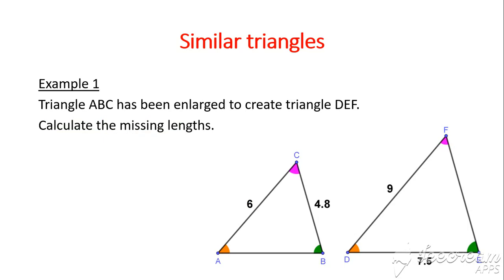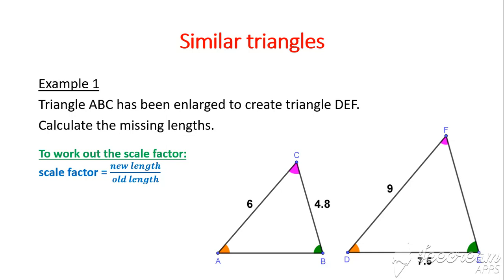All right, so let's get into our one and only example for this video. Triangle ABC has been enlarged to create triangle DEF. Calculate the missing lengths. Now we've got one missing side on each triangle. So here's what we're going to do. We're going to take two sides that we do know, and we're going to work out the scale factor. So we're going to take these two sides here because we do know them and they are the same side on each triangle.